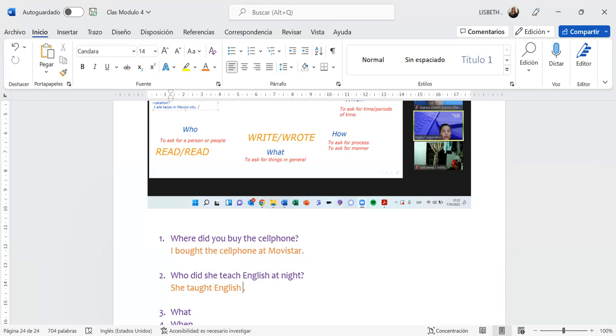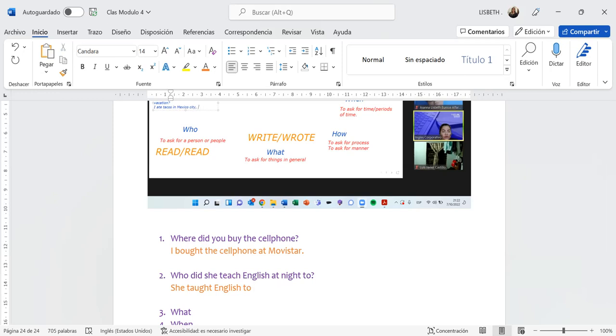In this case, I think you're missing a word at the end. It would be, who did she teach English at night to? She taught English at night to someone, to students. Right. Oh, yes, just like that. Perfect. She taught English. No. Who did she teach English at night to? She taught English to. ¿A quién le enseñó ella inglés?